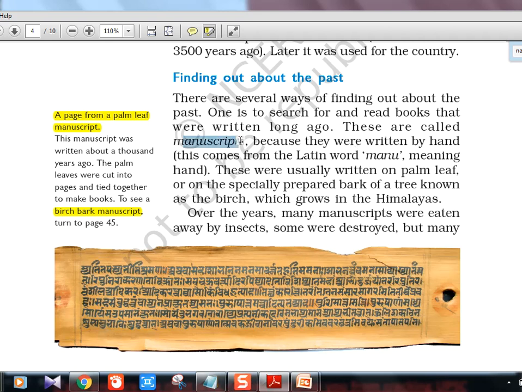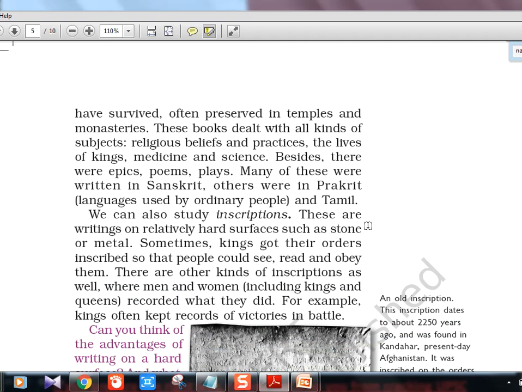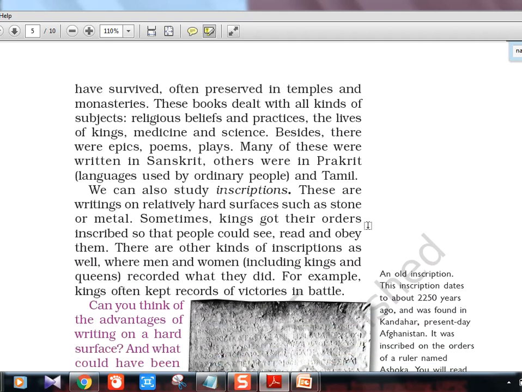What does the term mean? A book written by hand. Something written by hand, in Latin, manu means hand. That's how the term manuscript came. They used to write on the bark of trees and all, so obviously it will not be retained, right? It will be destroyed by insects and all those things. But many may be stored in temples and in some precious boxes. So such things are retained, and that is how we know about the history of all these things.